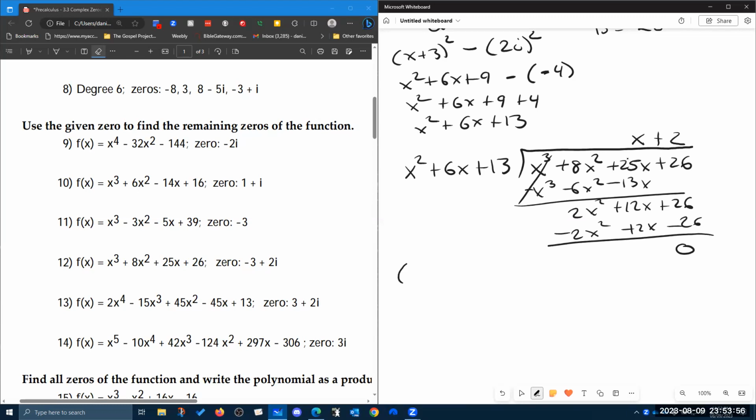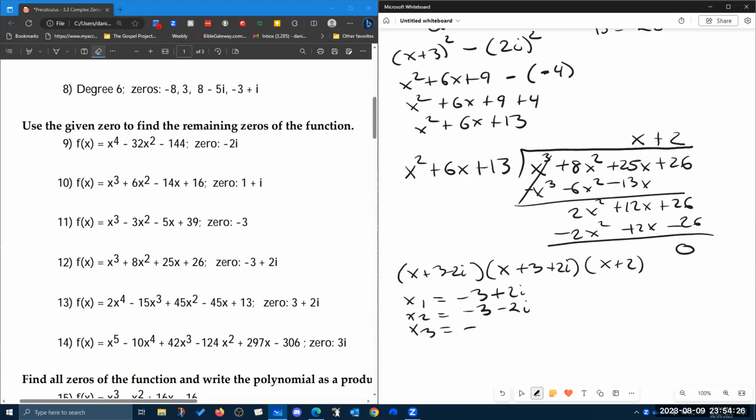So it gives us x plus 3 minus 2i, x plus 3 plus 2i. Our x1 was -3 plus 2i. Our x2 was -3 minus 2i. And our x3 is going to be -2.